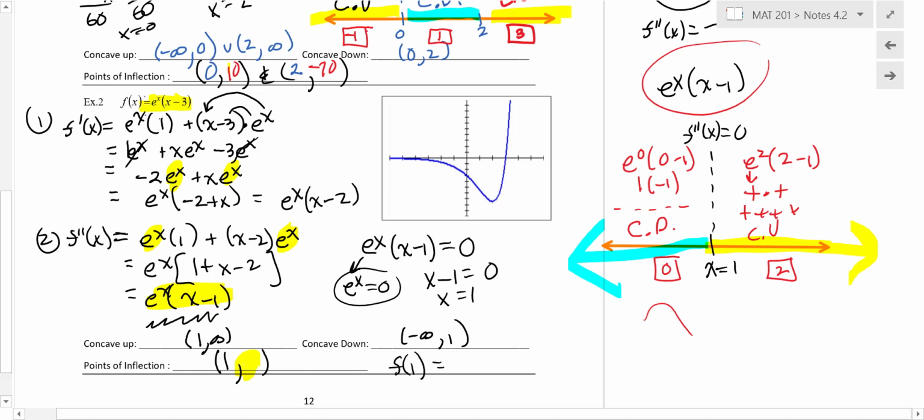So go way back to the beginning. That would be e to the 1 times 1 minus 3. So that is e times negative 2. So that's negative 2e. And I want you to write that exactly.